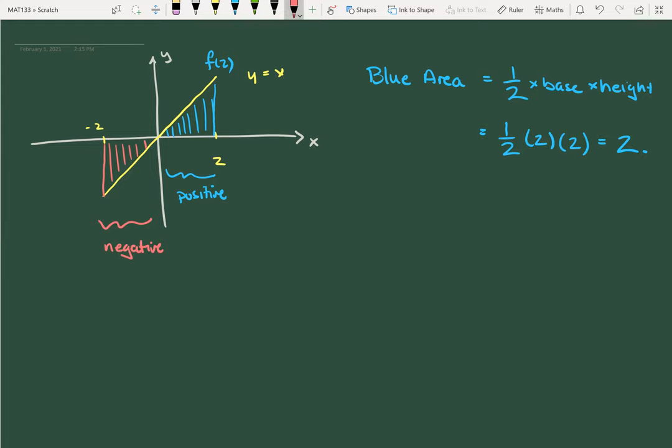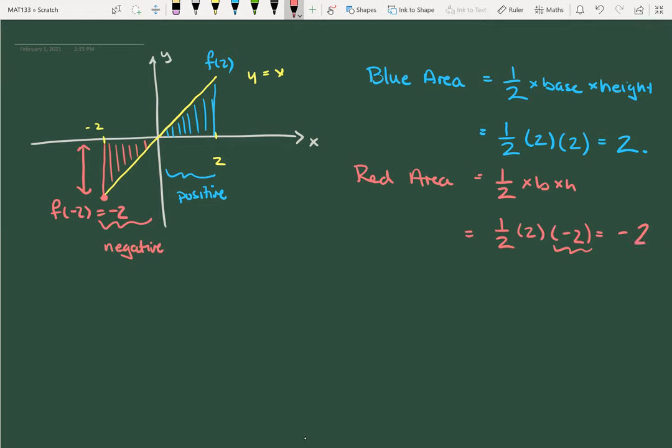The red area, again, I said it's exactly the same thing, right? 1/2 times base times height. The base is, again, like I'm going to throw in the negative sign when I'm done. Let's just compute the area right now. So it's 1/2. The base is 2. The height is also 2. So that's going to give me an area. Actually, you know what? If you're wondering why area underneath the x-axis is negative, it's right here, right? Because this height, if I plug in f(-2), I get -2, right? So in that case, we'd say that the height is -2, and that gives us our answer.